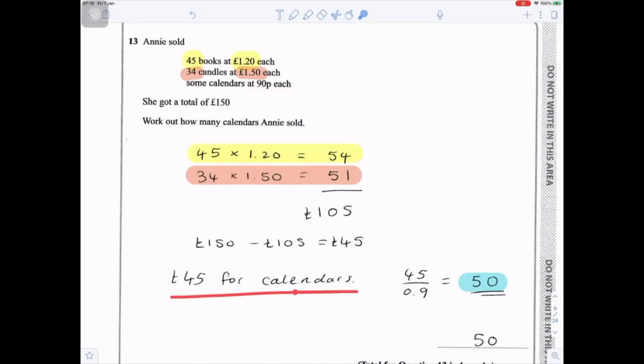So £45 is the amount that Annie needs to spend on calendars. We divide £45 by 90 pence, or 45 divided by 0.9, and it gives you 50. So the number of calendars Annie sold is 50.